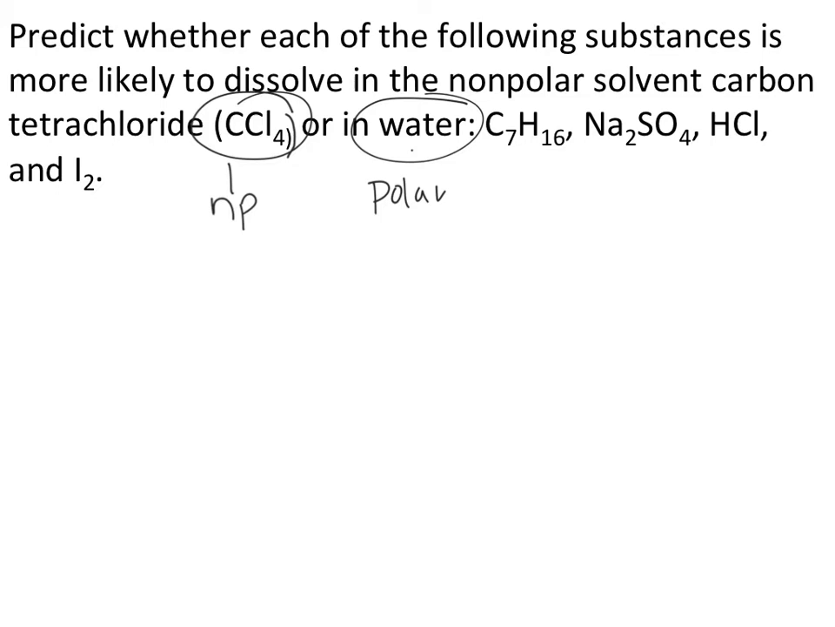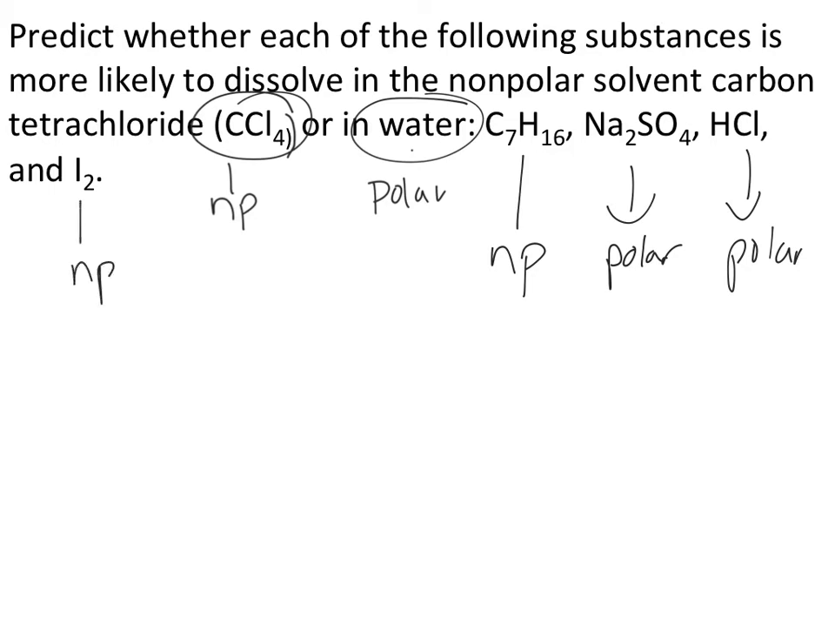C7H16. We know that this consists of carbon and hydrogen atoms, so it's going to be a nonpolar molecule, just like we discussed in the nonpolar portion of the alcohols in the previous slide. Na2SO4 is an ionic compound, so it consists of ions. Of course they're inherently charged, so this is going to be a polar molecule. HCl, there's a large electronegativity difference, so polar molecule. And I2 consists of two of the same types of atoms, so this is a nonpolar molecule.